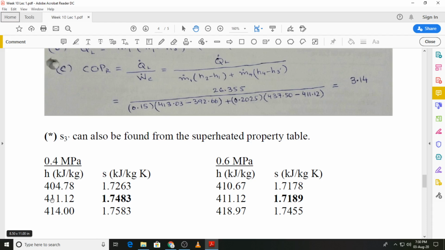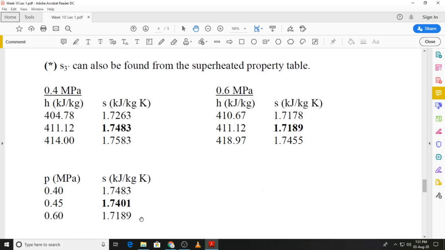So corresponding to this enthalpy, if we are at 0.4 megapascals, the entropy will be 1.7483, and corresponding to the same enthalpy, if we are at 0.6 megapascals, the entropy will be 1.7189 kilojoule per kilogram Kelvin. And that is the first interpolation that we have to go through, and then we have to do another interpolation, and this time we will interpolate with respect to pressure, again keeping the enthalpy constant. That is, for an enthalpy of 411.12 kilojoule per kilogram, what is the entropy at 0.45 megapascal? And that comes out to be 1.7401 kilojoule per kilogram Kelvin, and in this particular case it is more or less the same.